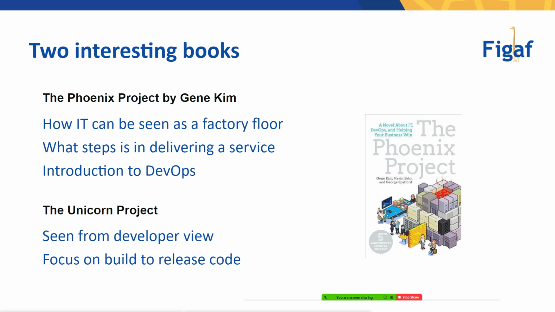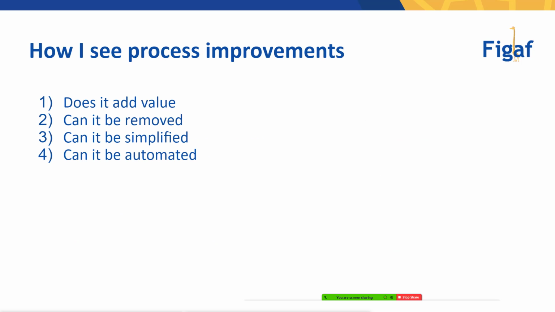And then the Unicorn Project is more from a developer perspective, how you as a developer can make changes to the organization. But the cool thing about these is they're written, how can I say, like a fiction novel. So you don't get all the boring stuff, but it's more like, okay, this is what you would experience in these things. So recommendable reading over Christmas.